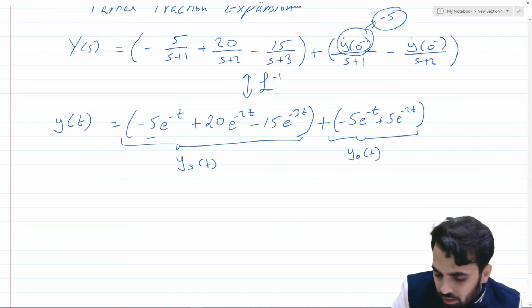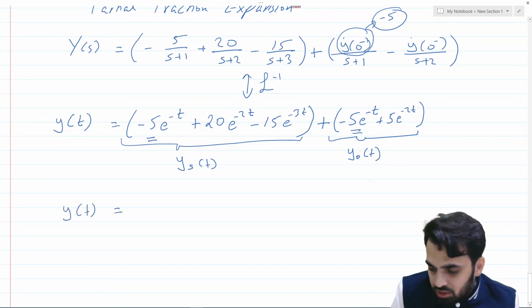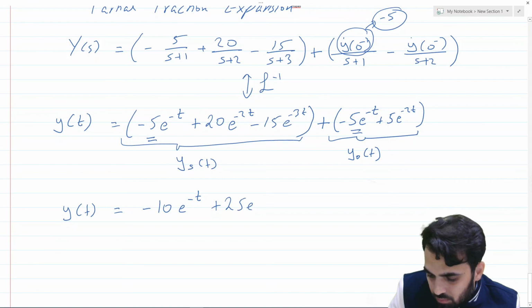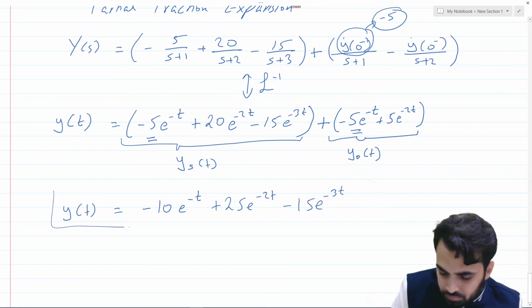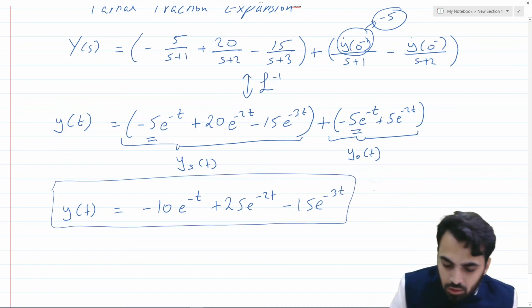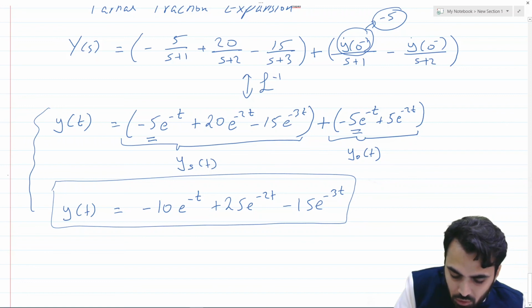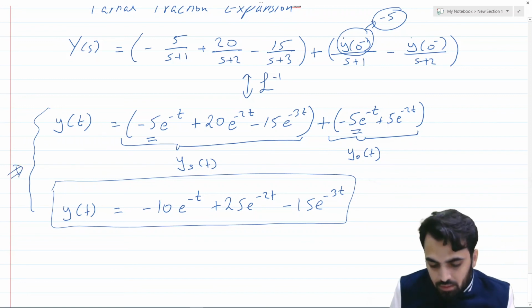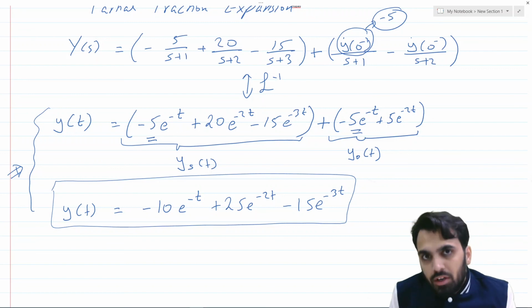Note that we can add these two together, so y of t can have a simplified expression, so that would be minus 10 e to the minus t plus 25 e to the minus 2t minus 15 e to the minus 3t. So these two we have already obtained using the time domain analysis technique given in our prior video.